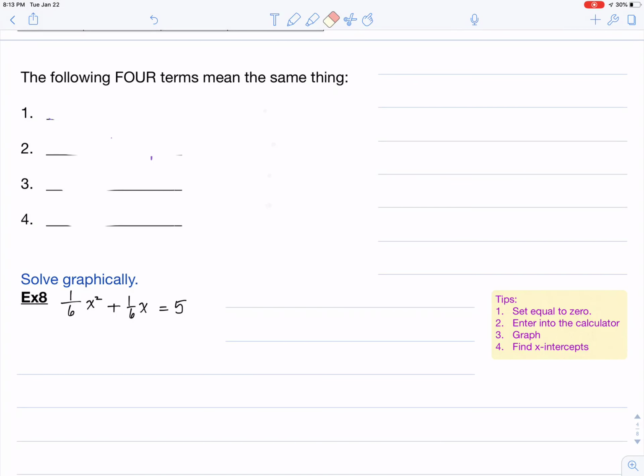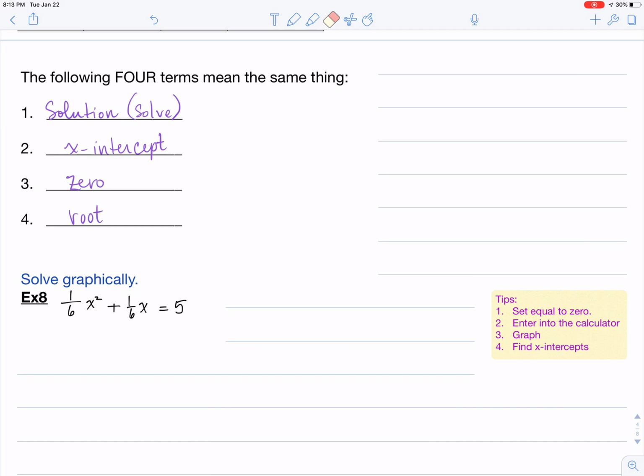Hey folks, still solving quadratic equations. I'd like to go through a little bit of terminology. The following four terms are all going to mean the same thing. You could be asked to find a solution or to solve a quadratic equation. That's the exact same thing as me asking you to find the x-intercepts. It's the exact same thing as your calculator looking for zeros. And then the least used term that we're going to be seeing is the word root. All four of these mean the same thing.